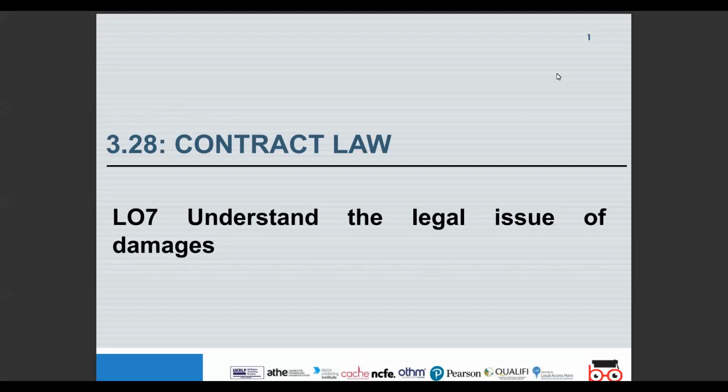We looked at learning outcome 6 previously, which was to understand the legal issues of duress and undue influence. We looked at this with reference to legal cases and also with reference to examples, and we looked at economic duress, and we looked at the issue of where a person is actually forced to sign a contract. So with reference to cases, now we're going to look at understanding the legal issue of damages.